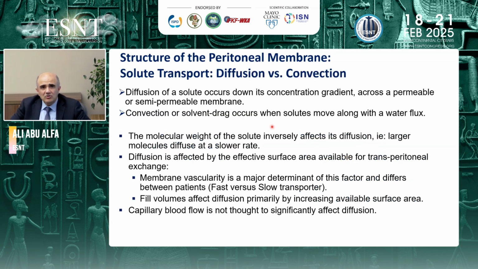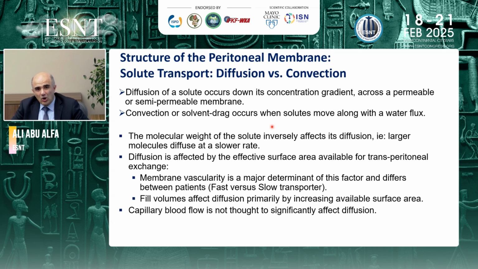So, going back to the principles, some of it will be repetition here, so I'll be a bit quick. Diffusion of a solute occurs down the concentration gradient across a permeable or semi-permeable membrane, like the peritoneal membrane. And convection is what we call solvent drag; it goes with the water flux. The larger the molecule, the slower the diffusion, we know that, and it is affected by all the factors I mentioned. You cannot really dial in the capillary blood flow either, but it does not seem to significantly affect diffusion.